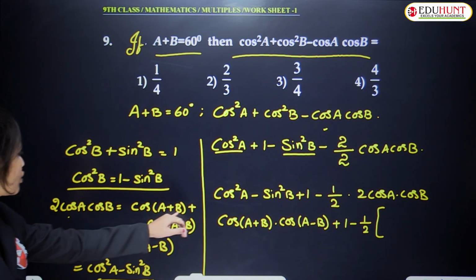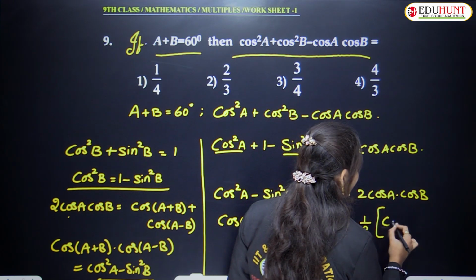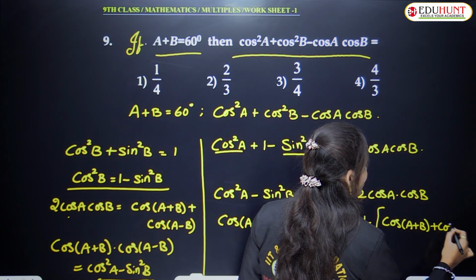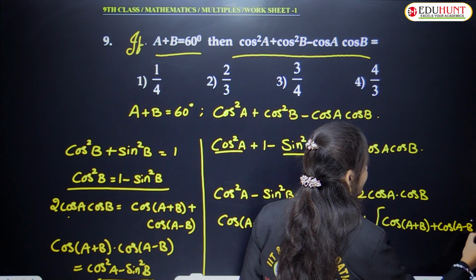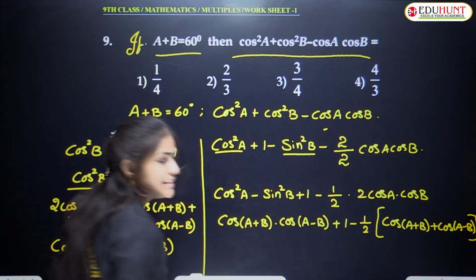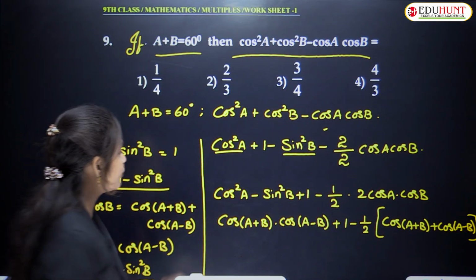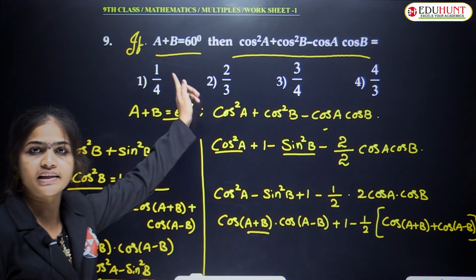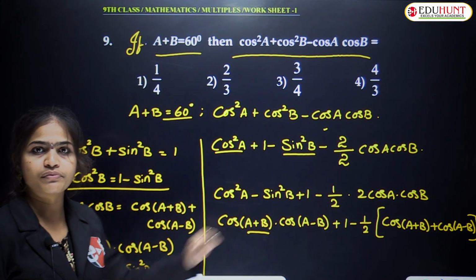What is that formula here? Cos of a plus b plus cos of a minus b. Okay, and children, one thing, we already know one condition, what is that? A plus b is equal to 60 degrees, already given in the question. So we can directly apply that here.